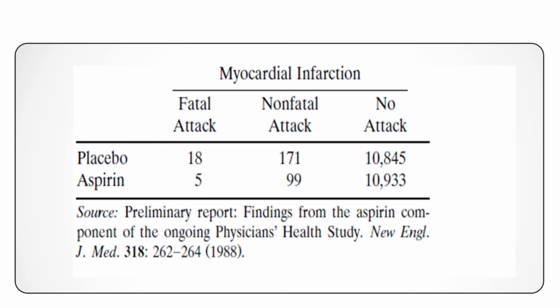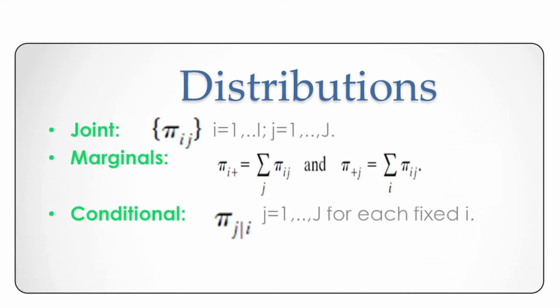When we define a contingency table, there are several distributions which we have in mind in the sense of probability distributions. So, if pi ij denotes the probability of an observation being contained in the ijth cell of the table, we can define the joint distribution, which is specified by pi ij, i equal to 1 to capital I say, and j equal to 1 to capital J. Here we are assuming that the contingency table has I rows and J columns, and of course summation over ij, pi ij is equal to 1.